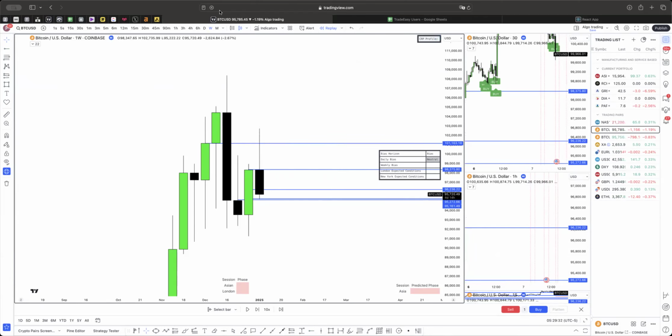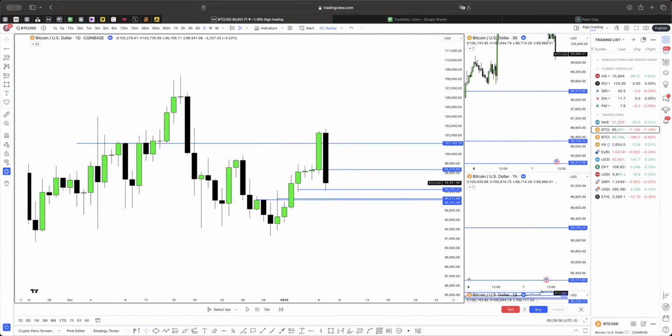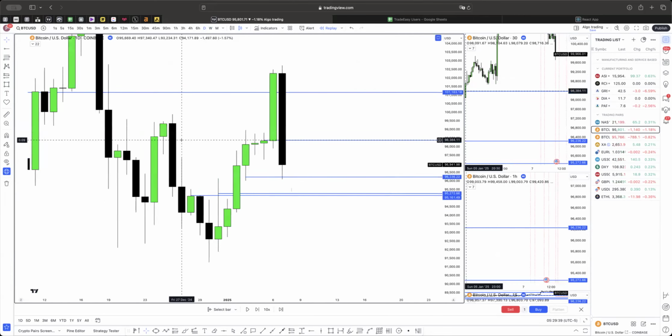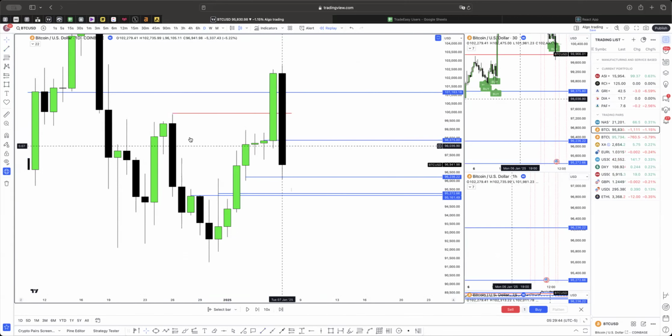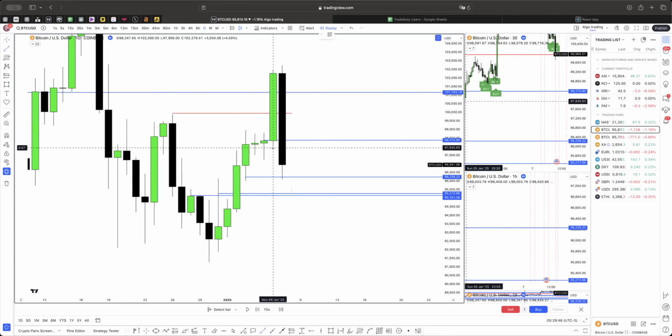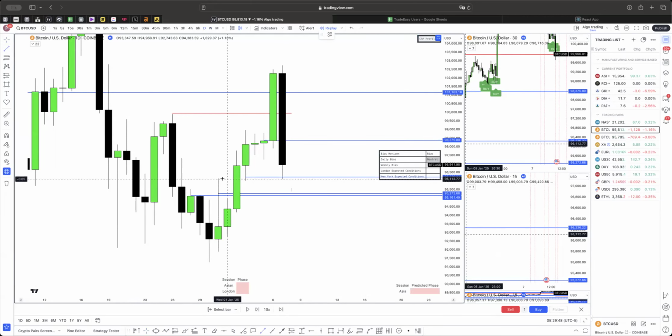Okay. Now let's take it a step further. Daily. On the daily chart, what do we have? We have price taking out this high here, and that's the structural inducement. Price takes out this high, that's this low here. That's the structural inducement.